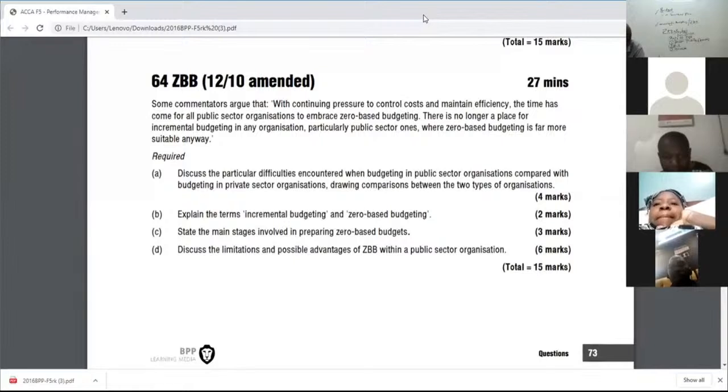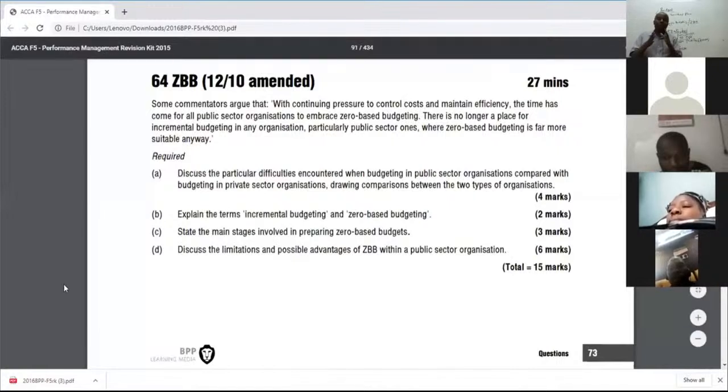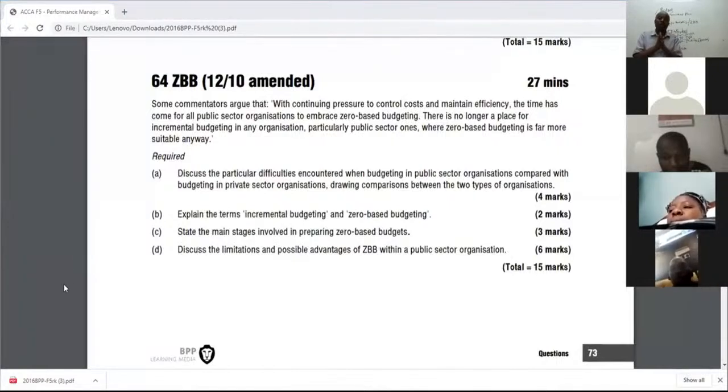Required: Discuss the particular difficulties encountered when budgeting in public sector organizations compared with budgeting in private sector organizations, drawing comparisons between the two types of organizations. So can somebody talk to us? What do you think will be the biggest challenge of coming up with a budget for a public sector organization? What do you think is the biggest challenge?